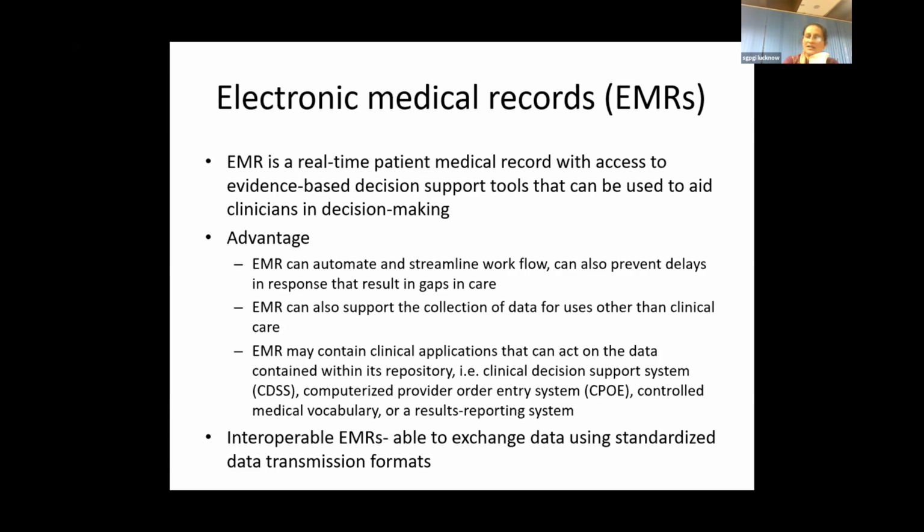And as I said, ideally these should come with a clinical decision support system, or CDSS as it is said, or a computerized provider order entry system, CPOE. I think the majority of you must have noticed that whenever you are raising a requisition, you click on CPOE. So that is the computerized provider order entry system.